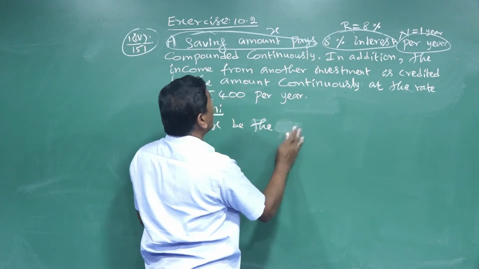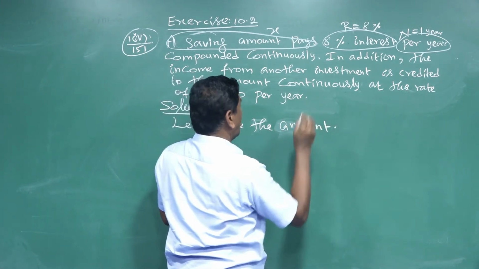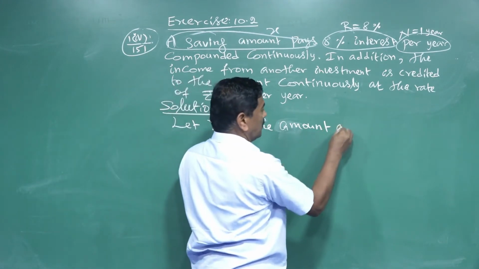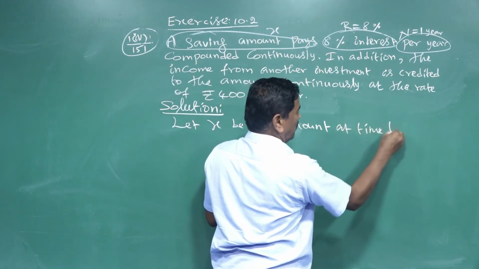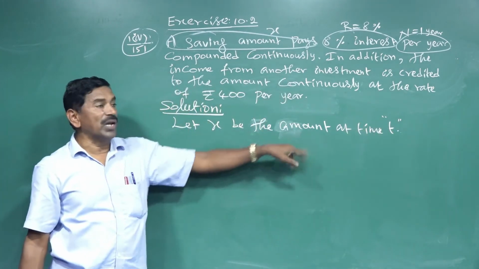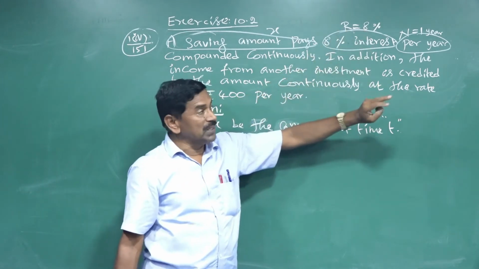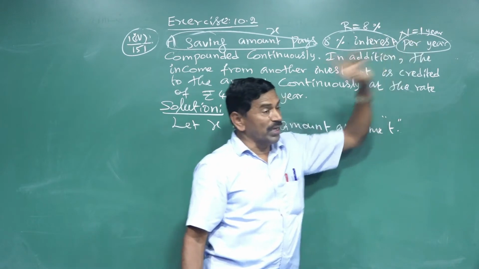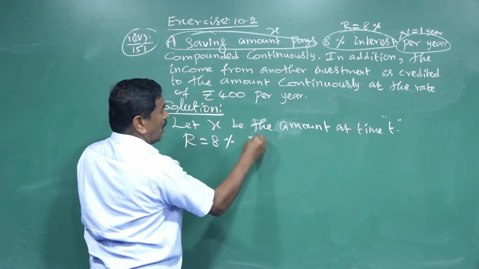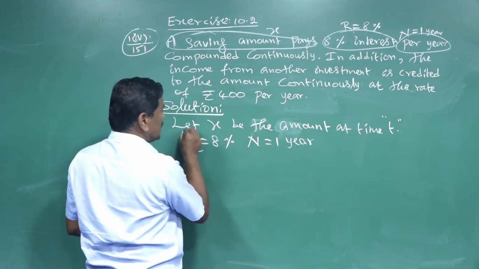Let X be the amount. Let X be the principal or let X be the amount at any time T. Now, say rate of interest R equal to 8% and the number of years N is equal to 1 year. So R is equal to 8% and N is equal to 1 year, which is additional information.